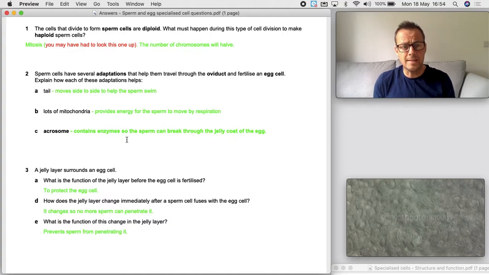In this case, it prevents any more sperm from fertilising it, so you don't get more than one sperm fertilising the egg. That document with that meiosis correction will be in the assignment, so you can go through and check your own work against that.